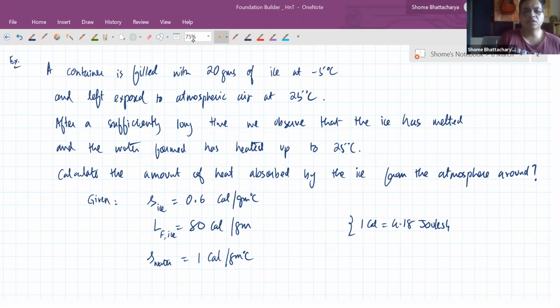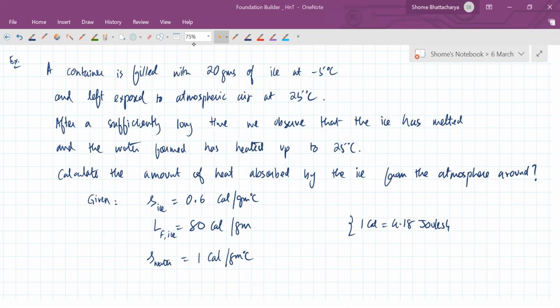So what you have to understand in the question is that first the ice is heating up from minus 5 degrees C to 0 degrees C. Okay. And then it is going to melt with further heat absorbed from ice at 0 degrees C to water at 0 degrees C. And then the water formed is going to heat up finally from 0 degrees C to 25 degrees C, further absorbing heat from the atmosphere around. So the total heat supplied by the atmosphere to the ice initially at minus 5 degrees C to come up to water at 25 degrees C, that we have to calculate.